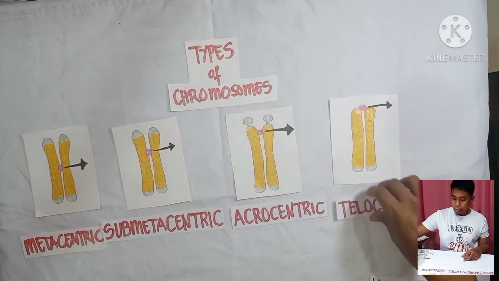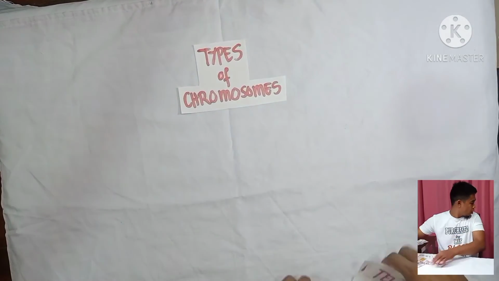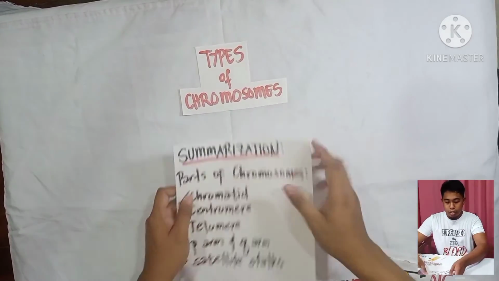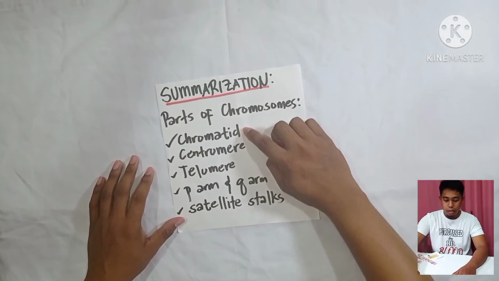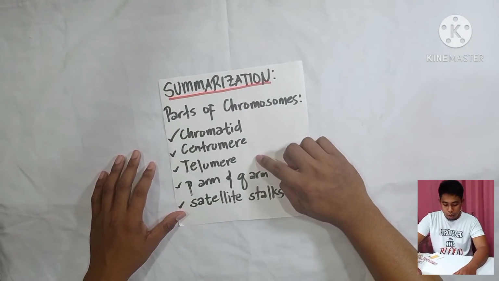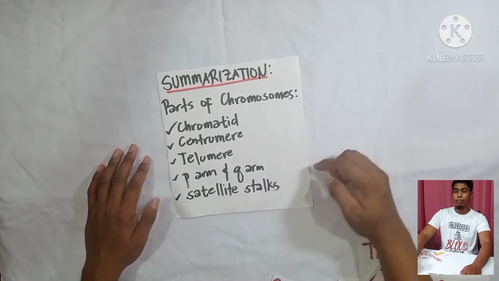So, in summarization, the different parts of chromosomes are chromatid, centromere, telomere, P arm and Q arm, and the satellite stalks. Since we're done differentiating the different parts of chromosomes, let us discuss mitosis.